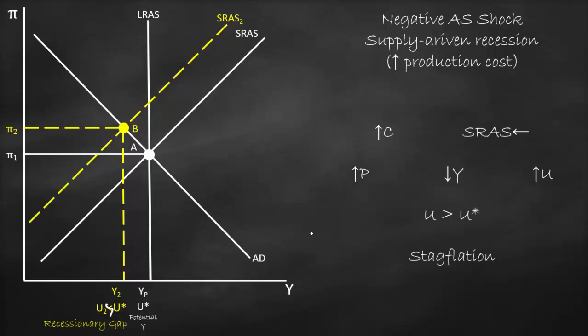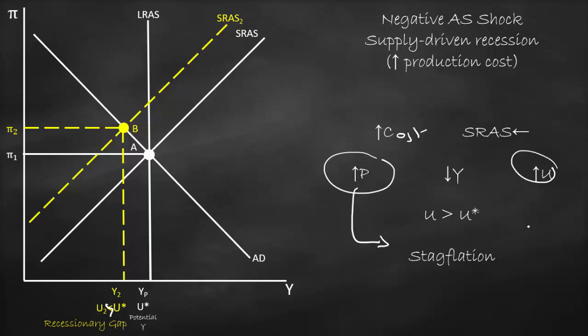Therefore, we know that higher cost means that our production cost will be higher, so the short-run aggregate supply curve will shift to the left. This would result in higher prices, lower output, and higher unemployment. This results in higher prices and higher unemployment.